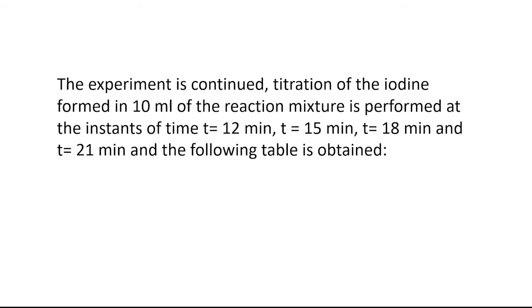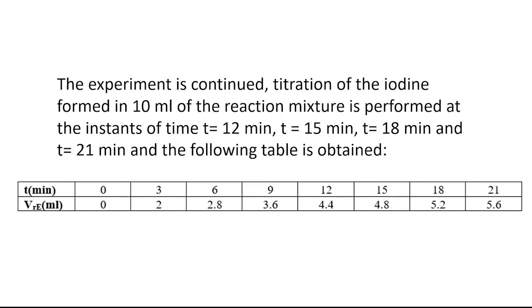The experiment is continued. Titration of iodine formed in 10 milliliters of the reaction mixture is performed at the instants of time t equal 12 minutes, t equal 15 minutes, t equal 18 minutes, and t equal 21 minutes. And the following table is obtained. The instants of time are 0, 3, 6, 9, 12, 15, 18, 21. And the volumes V in milliliters: 0, 2, 2.8, 3.6, 4.4, 4.8, 5.2, and 5.6.